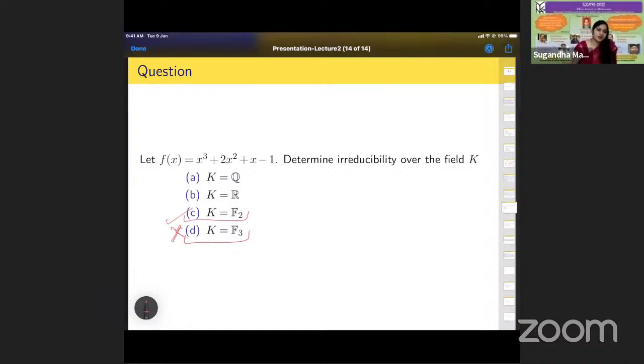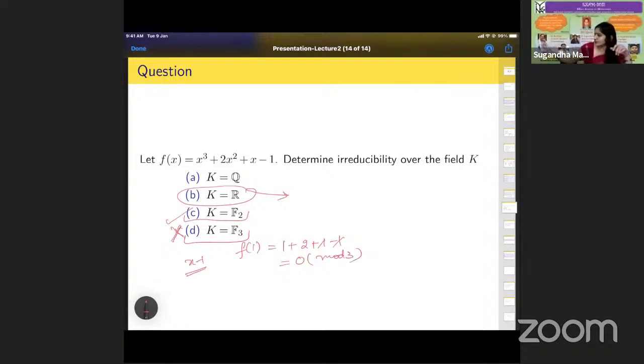0 does not work. 1 works. So f of 1, if you look at, that is 1 plus 2 plus 1 minus 1, and this is 0 modulo 3. So you have that this x minus 1 is a factor of this. So these two options you have handled. Now among A and B, you have to answer. Let me first talk about B over reals.